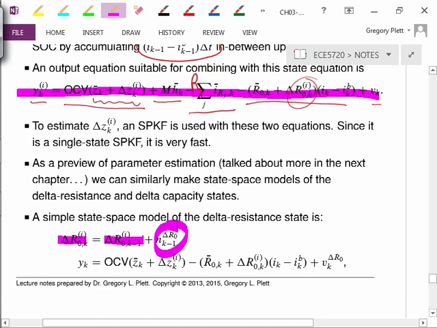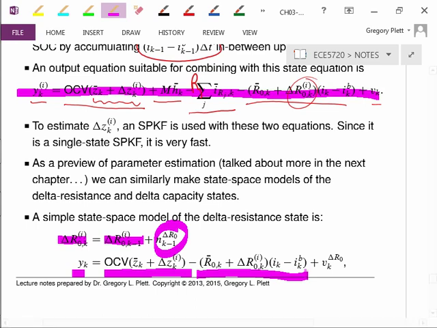And then that would be a good state equation for the delta resistance, and the output equation would be voltage equals this OCV of the cell SOC, and then I could use a very simple cell model here of simply an IR model, and I drop all the hysteresis and all that other kind of stuff to make a really, really trivial model of this resistance state changing. And while this is crude, it actually turns out to work pretty well.